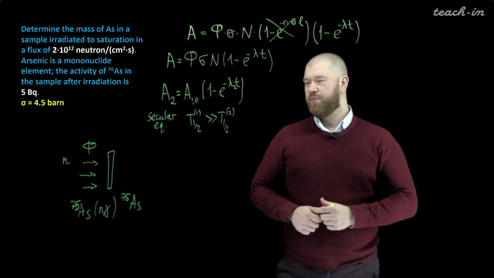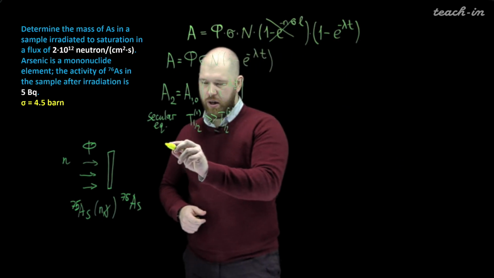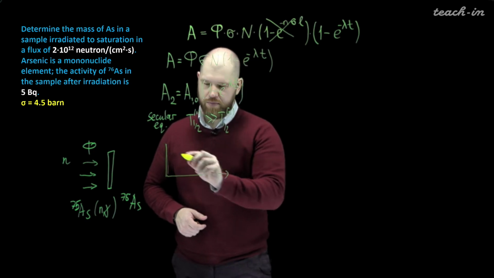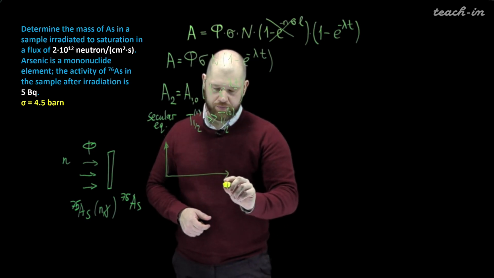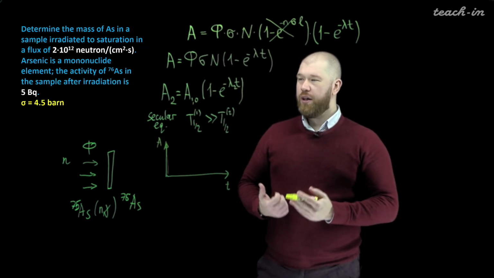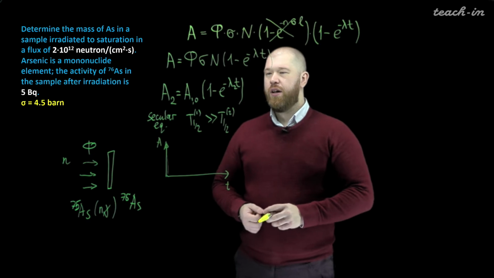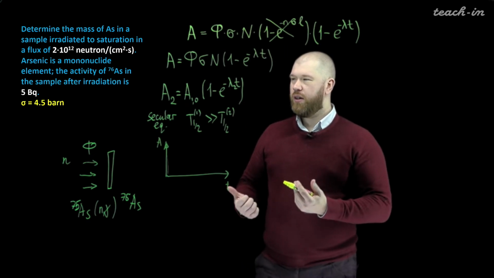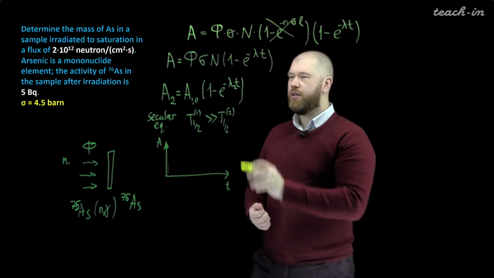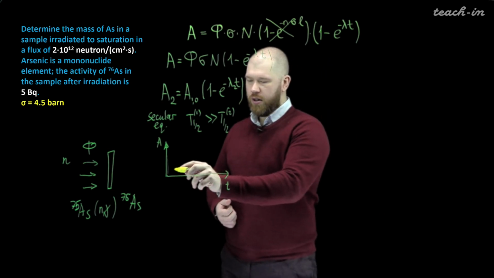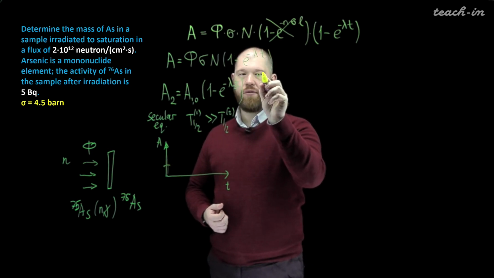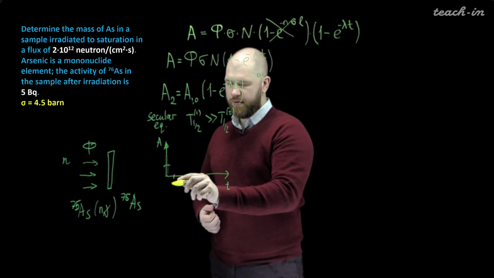In this case, how will this accumulation of the activity look with time? We accumulate activity, and after one half-life of our generated radionuclide, this bracket will be 0.5.